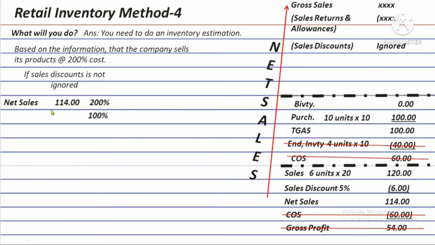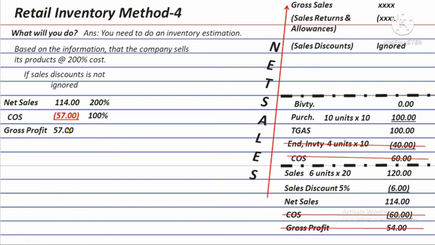Now, we can just divide this 114 by 2 and then we will get the cost of sales of 57, which is not correct by the way, based on this. Again, these are the correct amounts. We are just pretending not to know this ending inventory, cost of sales, and gross profit. So, let's go back here. Sales minus cost of sales is 57 also, the gross profit.